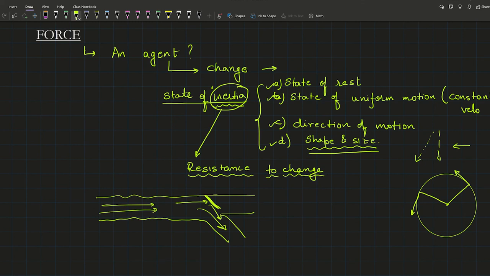We have to pay a lot of attention to this concept of inertia. Whenever force is being applied, it is going to change one of the elements of the state of inertia. And that's how we need to understand how Newton's laws came into being, describing the state of inertia of various objects, and hence how we can derive some results from that. That will be the next set of discussions which we are going to do. I hope you understood it.